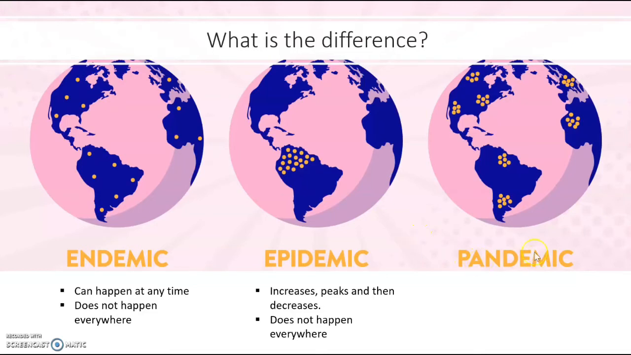And lastly, we have a pandemic infection, which is the worst case scenario. It's like an epidemic with the way the number of infected increases and peaks, but it spreads all around the world pretty much at the same time. And right now, with the coronavirus, the world is going through a pandemic.